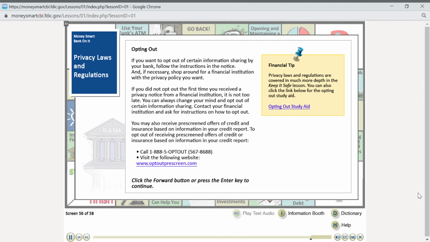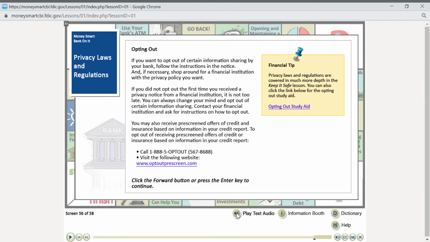Not all financial institutions will share information. If your financial institution does share information, federal privacy laws give you the right to stop or opt out of some sharing of your personal financial information. Opting out. If you want to opt out of certain information sharing by your bank, follow the instructions in the notice, and if necessary, shop around for a financial institution with the privacy policy you want.